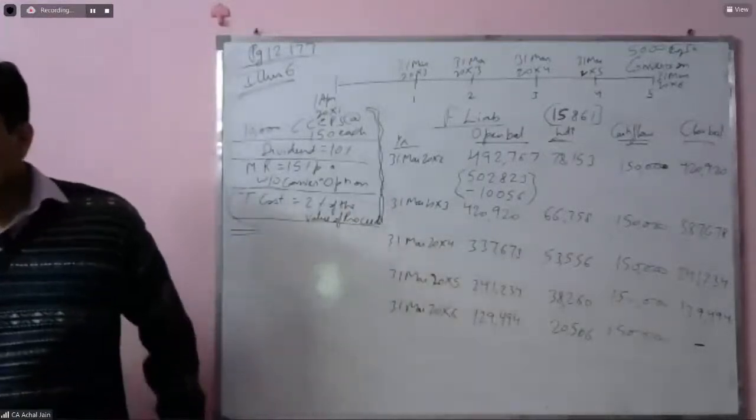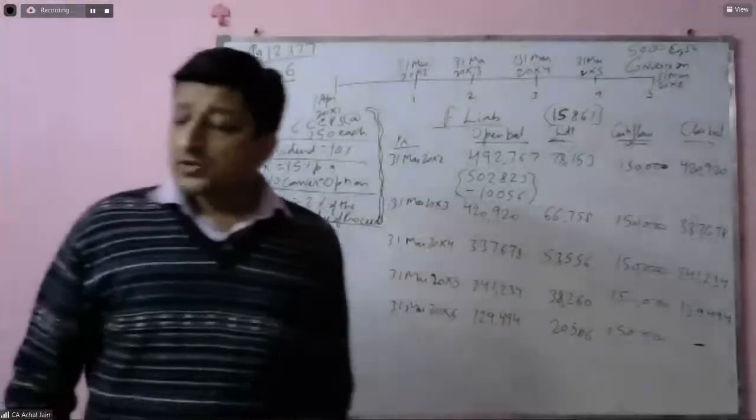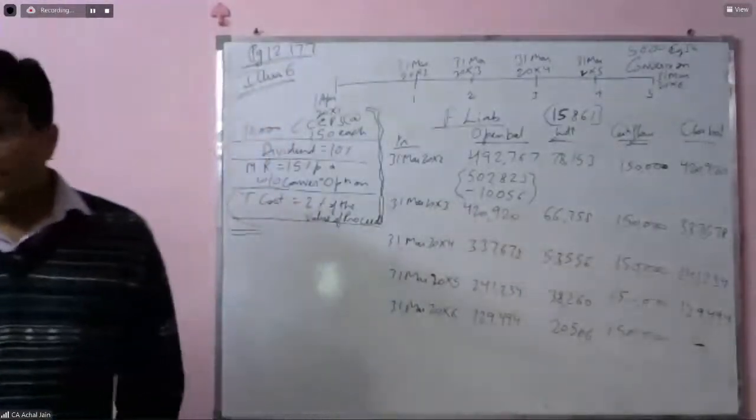I think Ambika has also computed the numbers over here. Ambika is saying that the interest will be at ICAI.